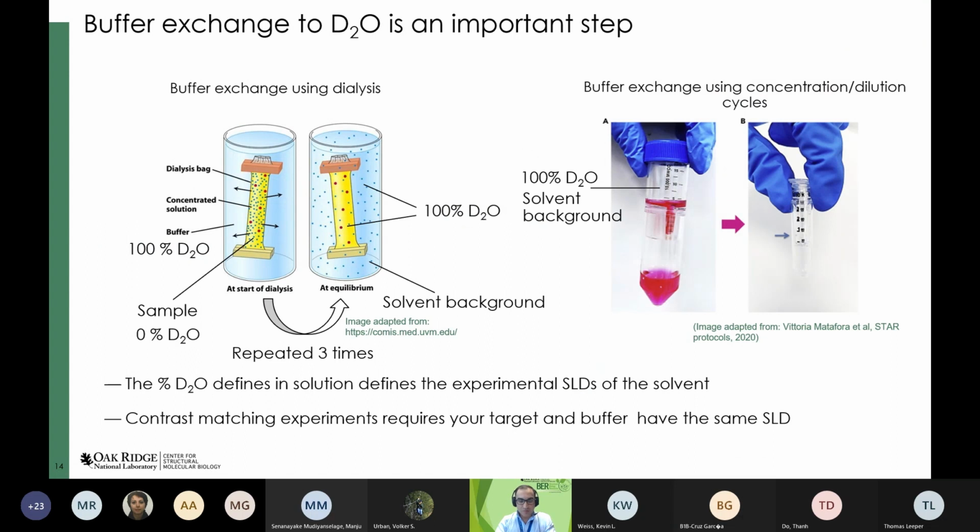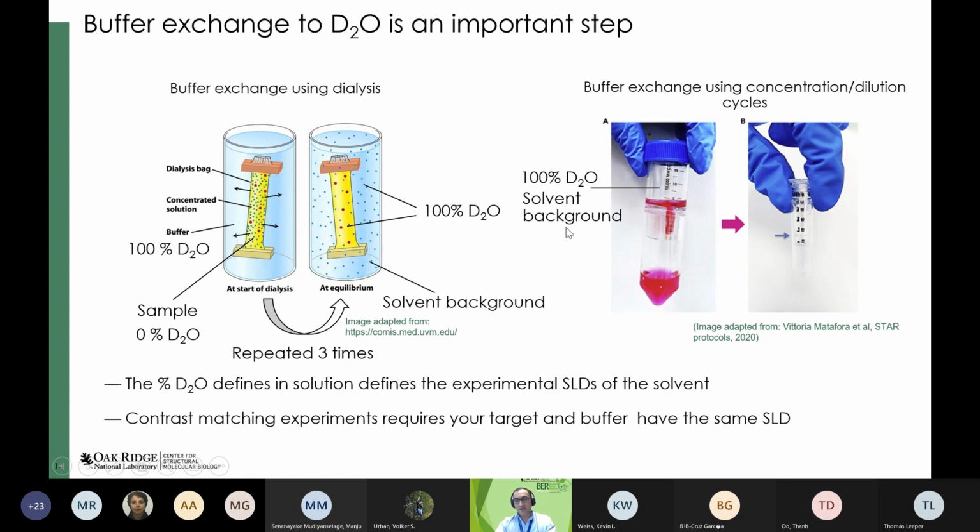So in all of those processes that I'm talking about here, one that is very important is the buffer exchange to D2O. So I usually do 2 different ways here in the lab. One is dialysis, where you do a series of dialysis to remove the protiated buffer of our samples, exchanging, for instance, to 100% D2O, or whatever buffer condition you want to use. And then by the end, you have an equilibrated buffer and sample in the same D2O content that you can use.